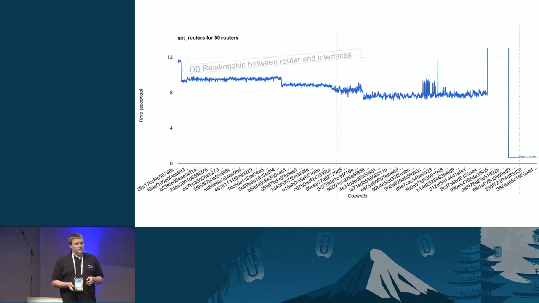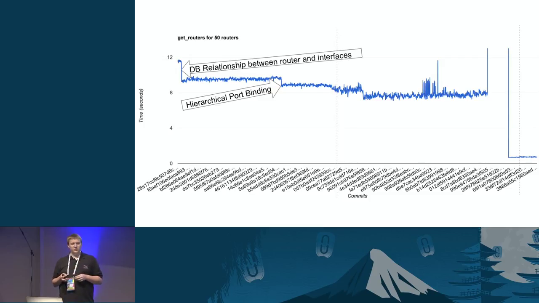So this first drop, as this goes down, it's better, because this is the time it takes to fulfill one RPC call. So we went from 12 seconds down to I think this was about 9 seconds. This was a patch that added a DB relationship directly between a Neutron router and its interfaces. Before, this had to be inferred by looking up all the ports that had the same device ID as the router that used to exist. So this resulted in a performance improvement.